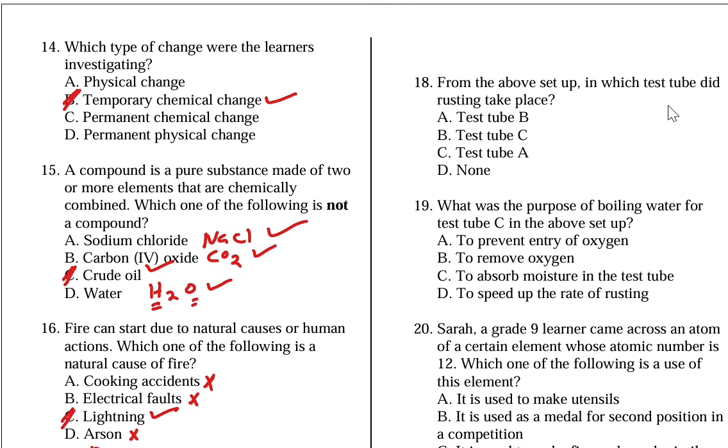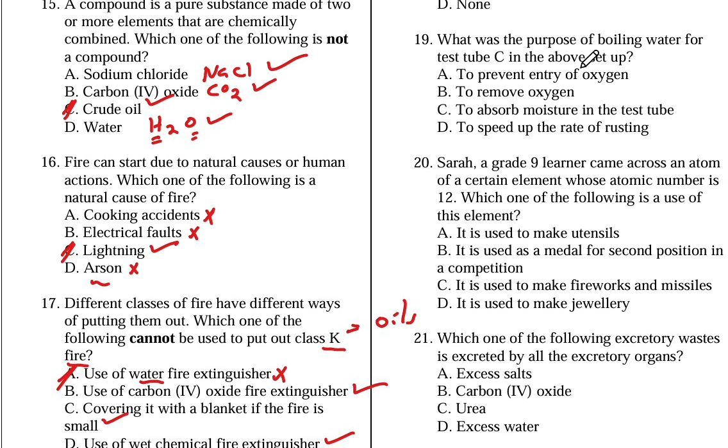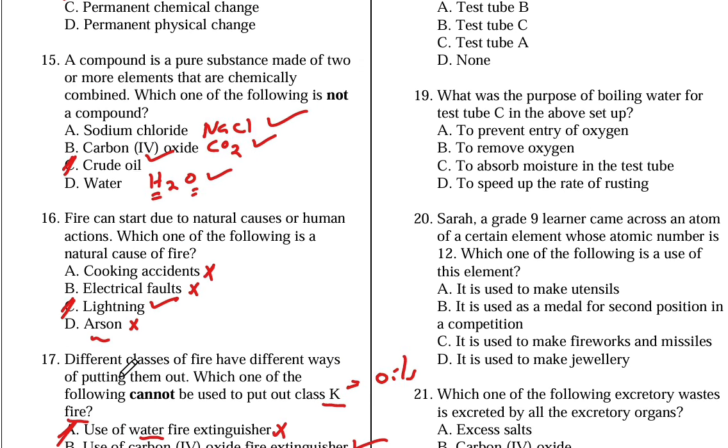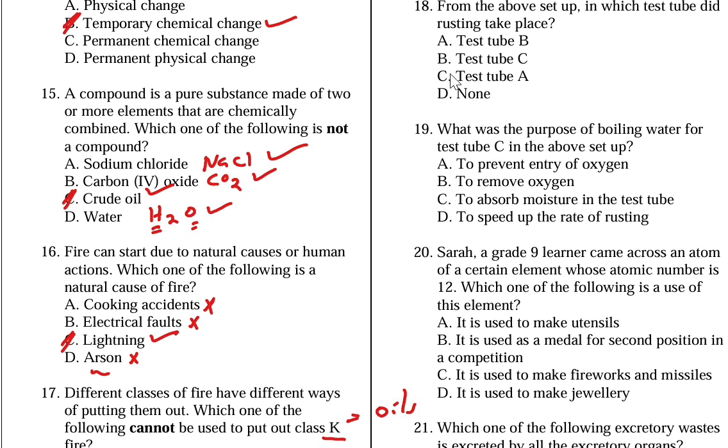From the above setup, in which test tube did rusting take place? So which test tube did rusting take place? Is it A, B, or C? So we know that it is A. So rusting occurs when iron is exposed to oxygen and what? Oxygen and water. So when you have oxygen and water, then we get what we call rust. And therefore, it will rust in test tube A. Therefore, the answer is C.